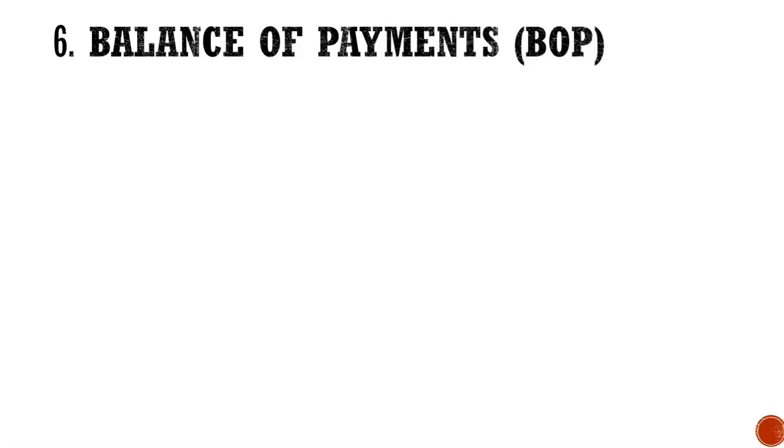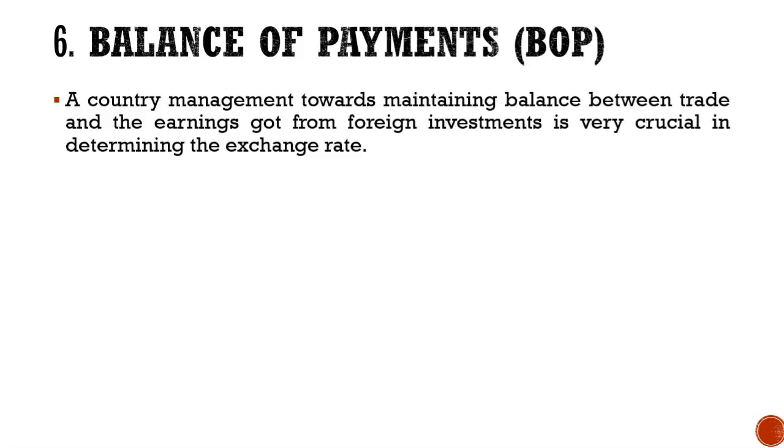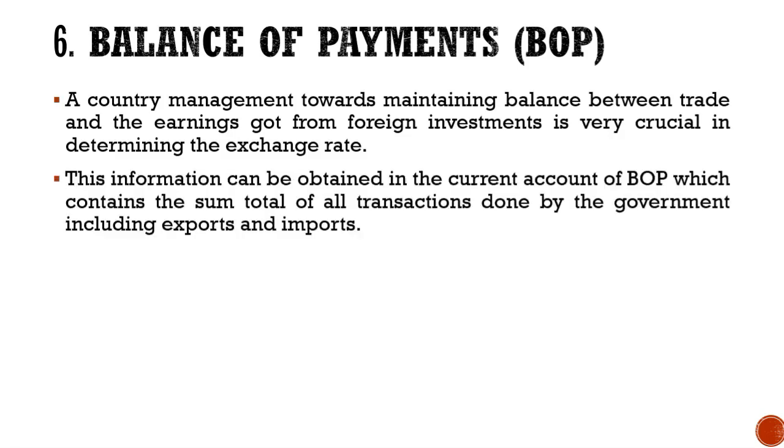The next is the balance of payment. A country's management towards maintaining balance between trade and the earnings got from foreign investment is very crucial in determining the exchange rate. This information can be obtained in the current account of the balance of payment, which contains the sum total of all transactions done by the government, including exports and imports.